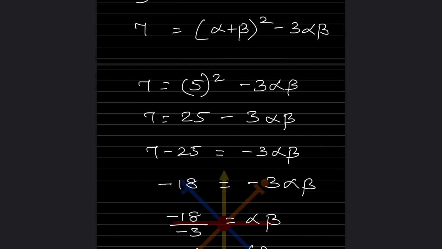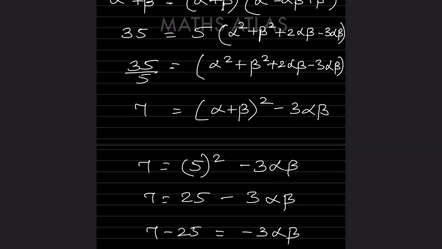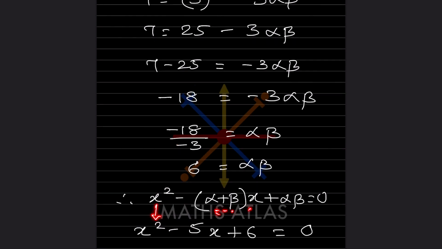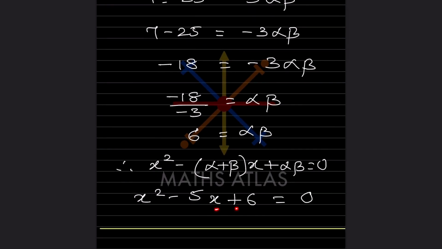So now we know, what did they ask here? Find the equation. So now we know alpha plus beta and alpha beta. So now we see here, the formula is x square minus alpha plus beta x plus alpha beta. Here x square will keep as it is, alpha plus beta, what is given here? That is 5. So we are going to write here 5x. And alpha beta we got as 6. So this is going to be 6 over here. So this is the equation.